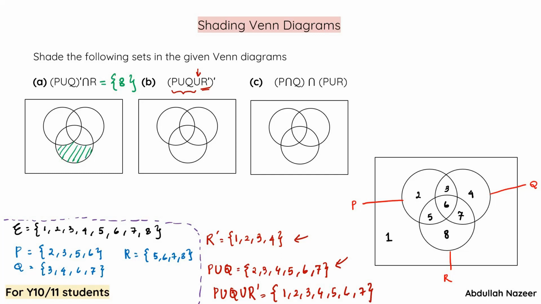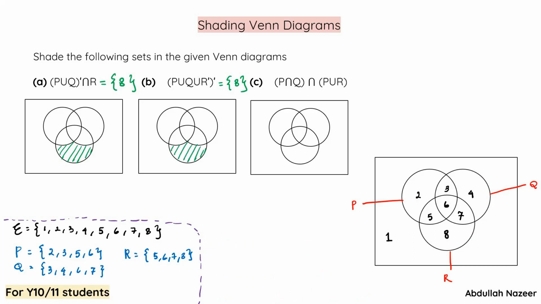But actually that's not what we're looking for. We're looking for the complement of that set. So the complement of this entire set is everything other than 1, 2, 3, 4, 5, 6, 7, which is just 8. So again we land on the same answer, 8, which is this same region over here. So it's going to be the same region again.